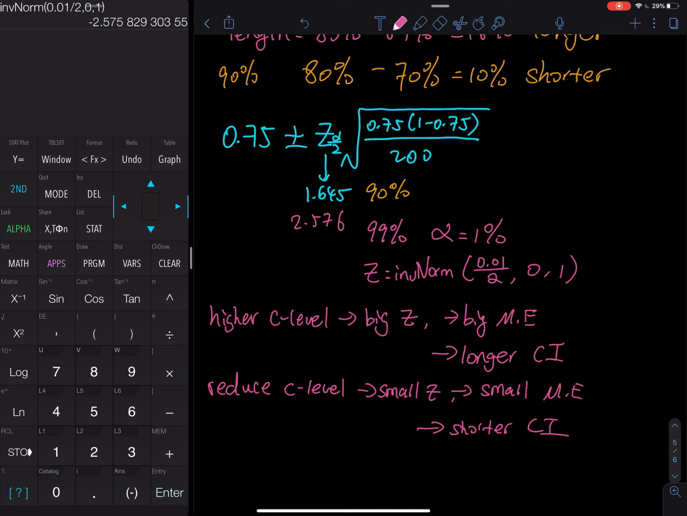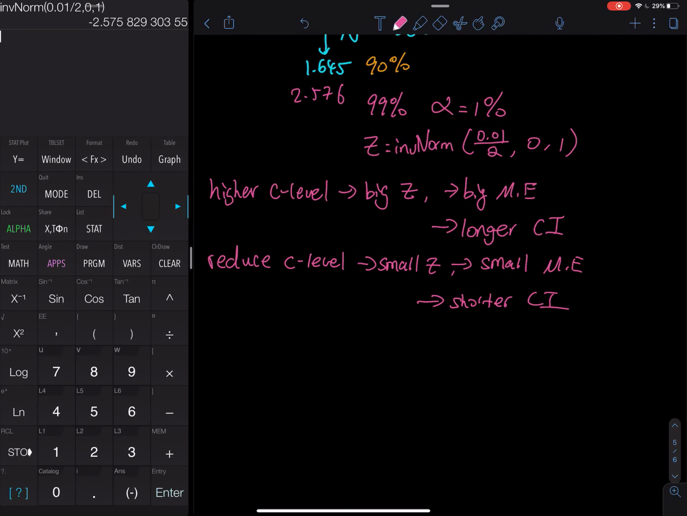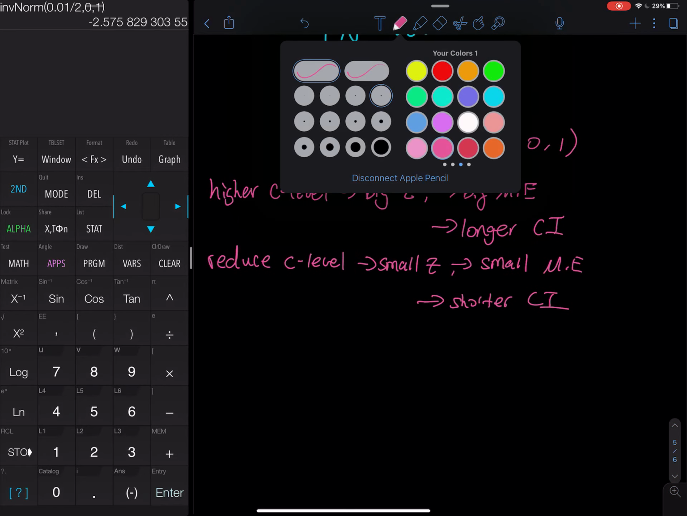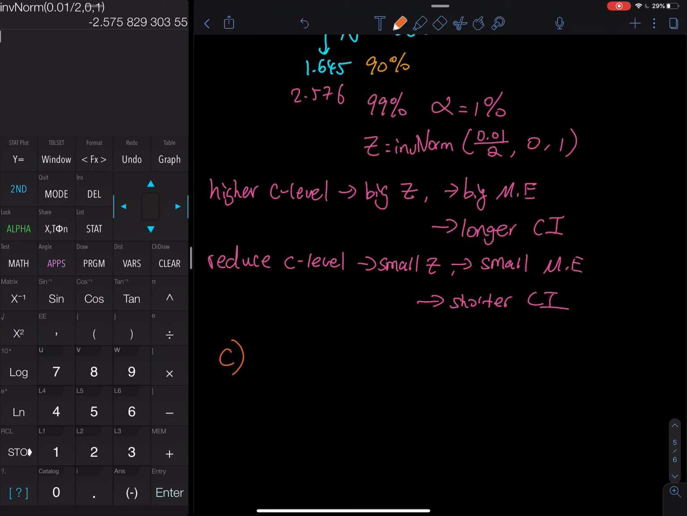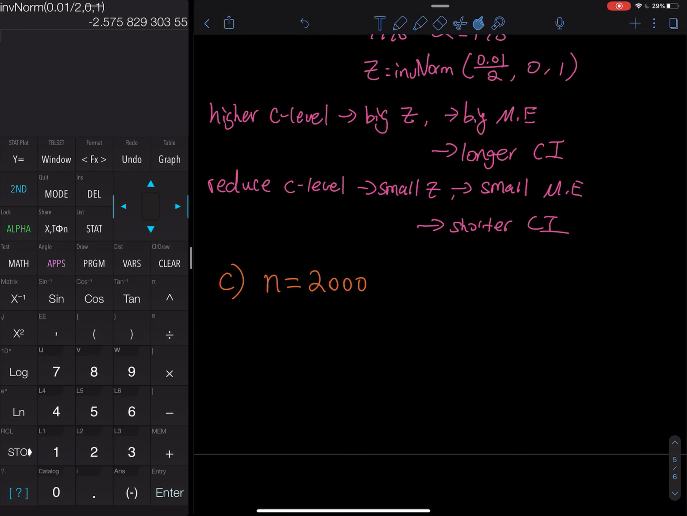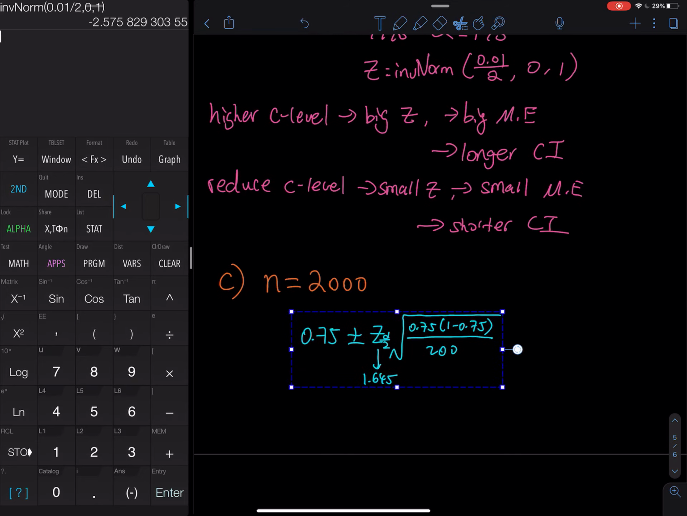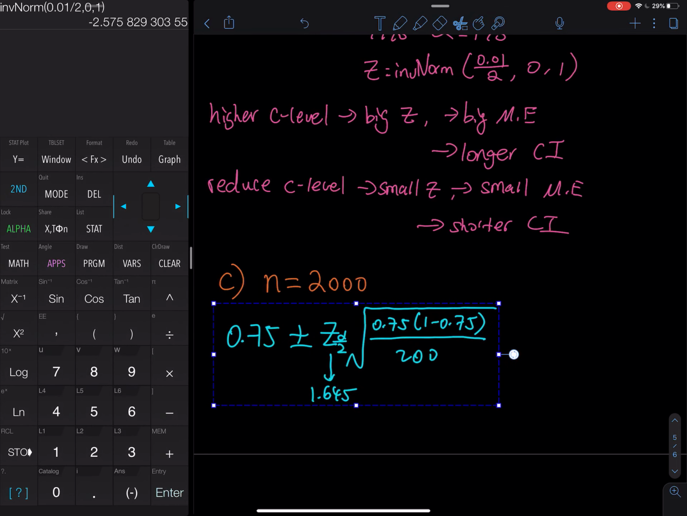And then in part C, I want to go back to part A, except I want to change the sample size to 2000. Okay, so let me paste this here again. So this is what I wrote in part A, except this time I would like to change this to 2000. Oh, actually, you know what?